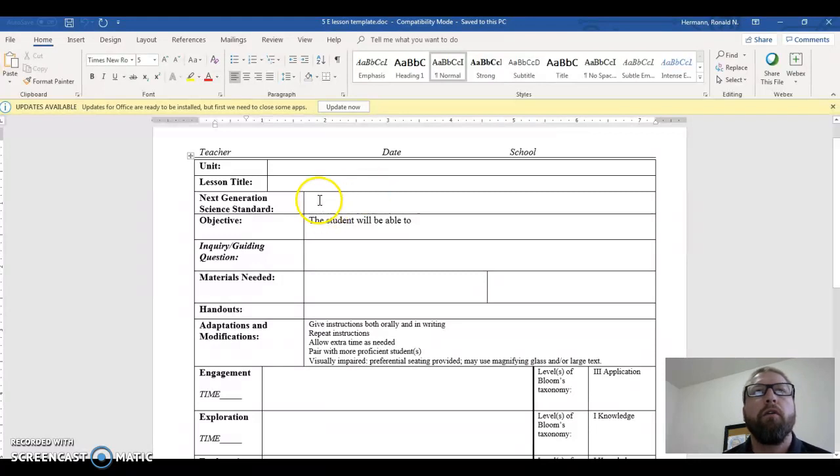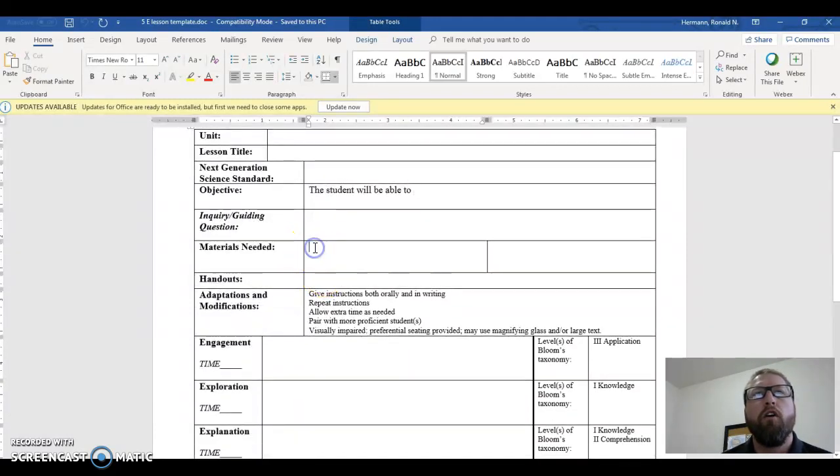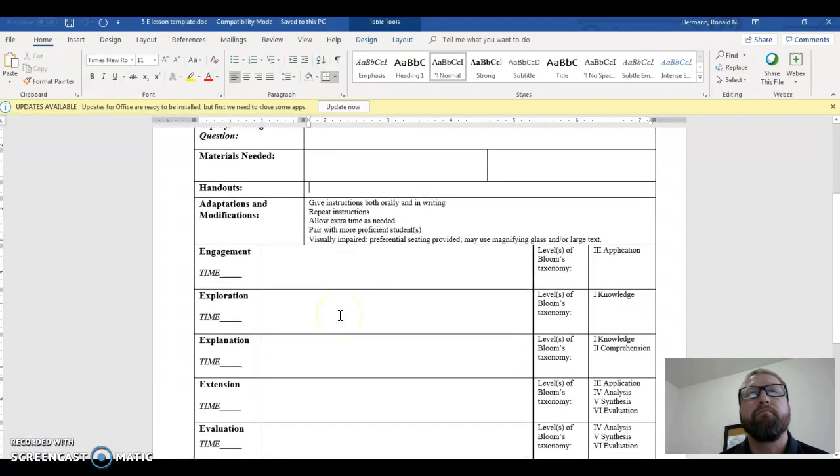Obviously, you'll include the whole Next Generation Science Standard here. The objective, which I think is more for you as the teacher, is what you want students to know or be able to do. And then more for the students is the inquiry or guiding question. This is a question that will guide the lesson that you can display to the students to keep them on track and know what it is they're supposed to know or be able to do. Then a list of all the materials and handouts that you will need for the lesson, and that's just for you as you're preparing, so that you make all the copies you need and have all the materials to do the activities.